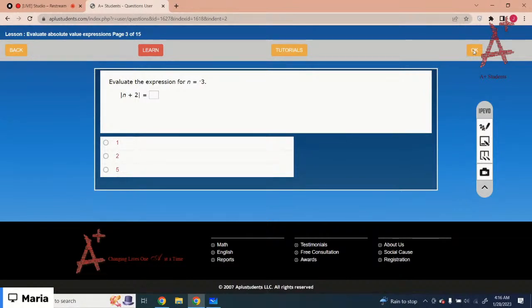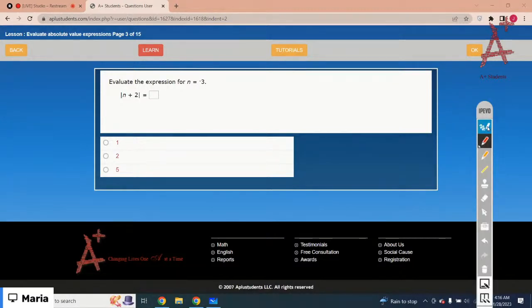Okay, the next one is evaluate the expression for n equals negative 3. So you have to replace n with negative 3. It would be negative 3 plus 2. Negative 3 plus 2 is negative 1. And you have to evaluate the absolute value of negative 1. The absolute value of negative 1 is 1. So the correct option is 1. Got it?